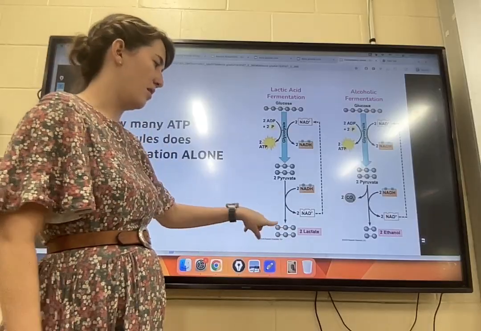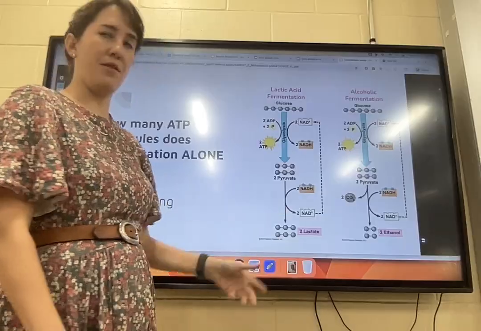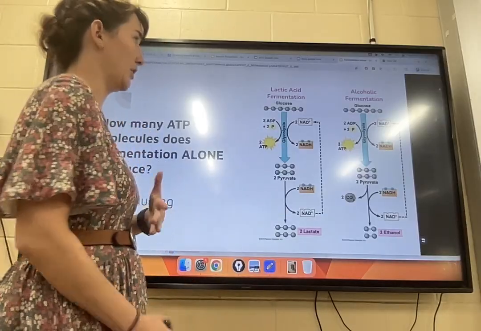This is a simplified molecule. It does have some H's and O's and some other things attached to it, but it is a 3-carbon molecule. Lactic acid is also called lactate.